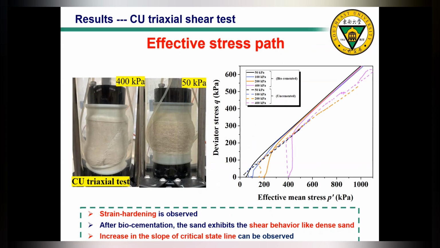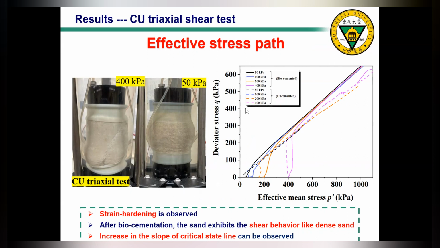Okay, so next is the CU triaxial shear test. On the left-hand graph, that's the picture taken at the end of two CU triaxial shear tests. One is under 400 kPa confining pressure, the other is under 50 kPa. At 400 kPa, the high level of confining pressure, we can see a clear shear band. However, for 50 kPa, it's like barreling.